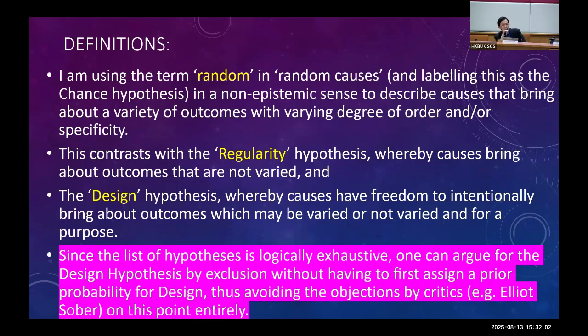Using this formulation, we can avoid the objections by critics such as Elliott Sober on this point entirely. Sober argued that we cannot read the mind of God. You don't know how likely it is that, if there's a God, he will design the universe. I respond to this point using my methodology, my way of argumentation. So let's go through quickly to exclude all the other alternative possibilities.